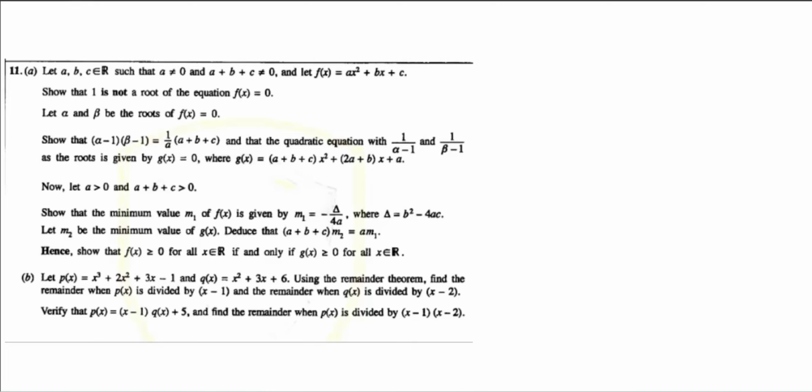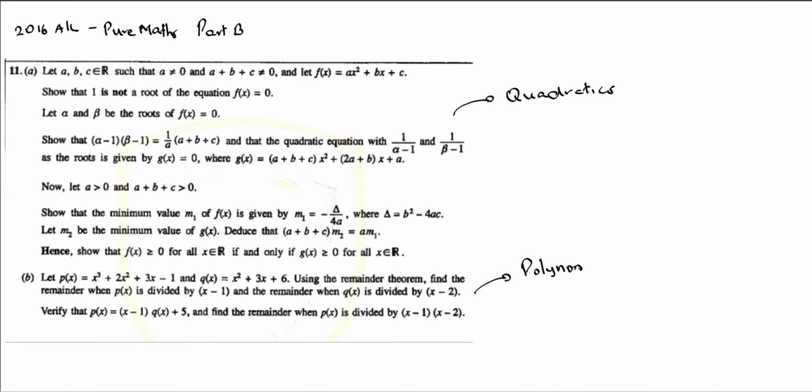Today we are going to discuss 2016 A levels, Pure Maths Part B, question number 11. This is the essay paper. The top part is quadratics, and the bottom part is from polynomials, specifically the remainder theorem and factor theorem. Okay, we'll discuss this. Question number 11A.